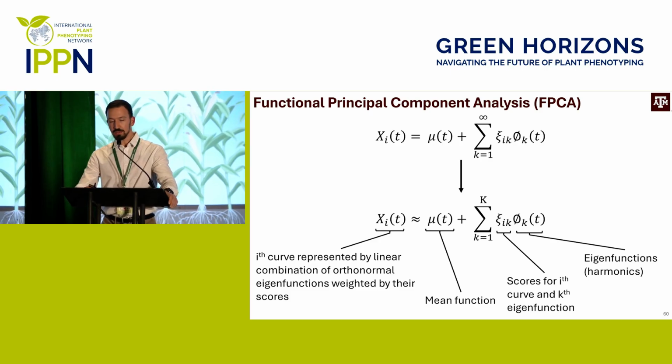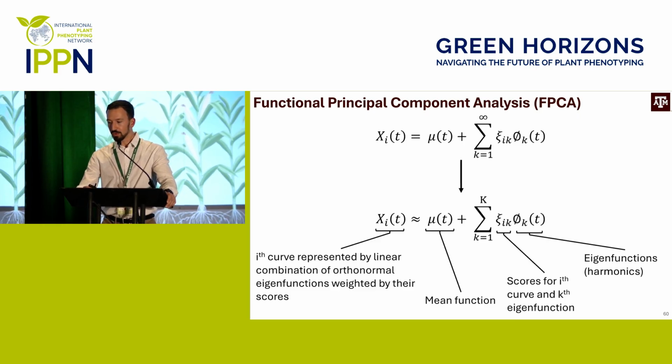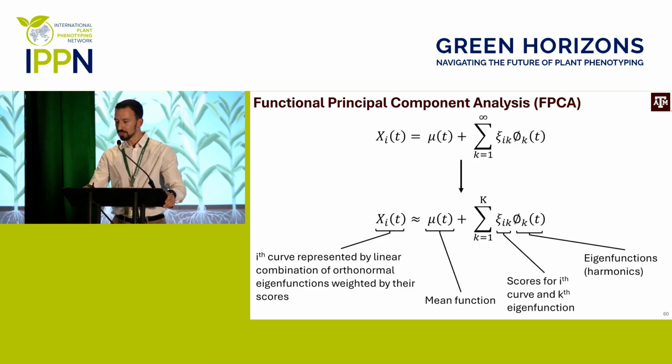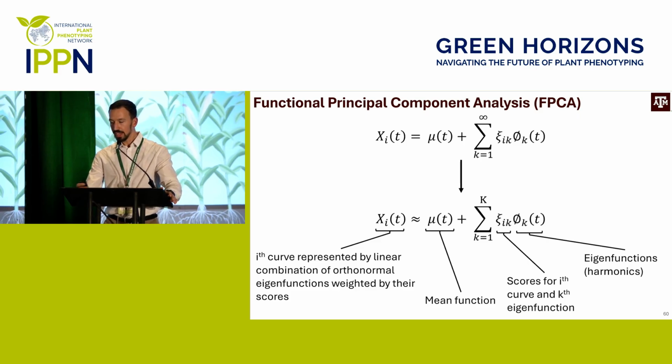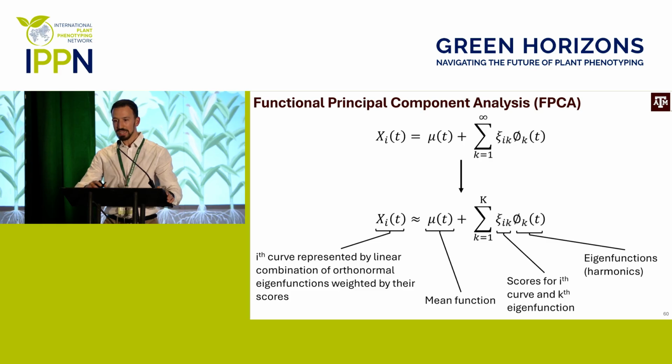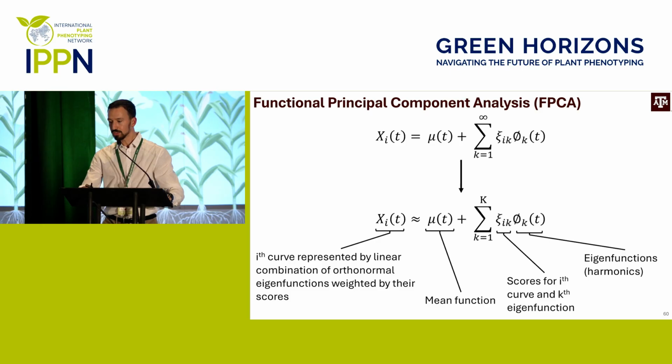And so again, this is the mean function for each plant. So the ith curve would just be the individual cotton plant in this case. And we're representing that as the mean, so that's the average temporal senescence trajectory. And then the functional principal component score for each individual plant. And then the eigenfunctions are the overall deviations from the mean. And then the scores weight each function for each plant. So it tells it how much of a deviation is occurring from the mean.